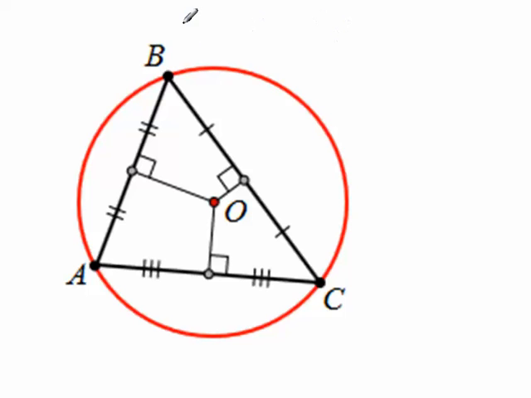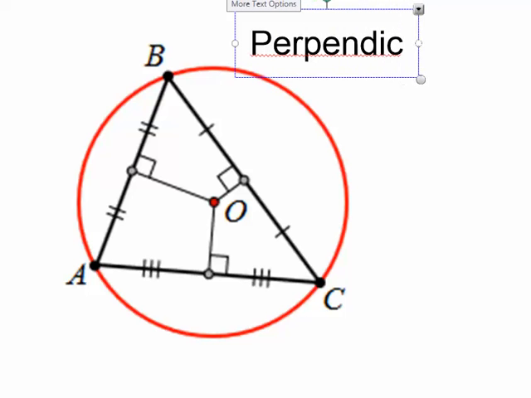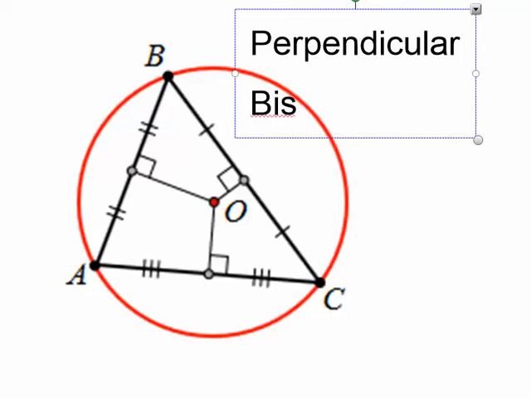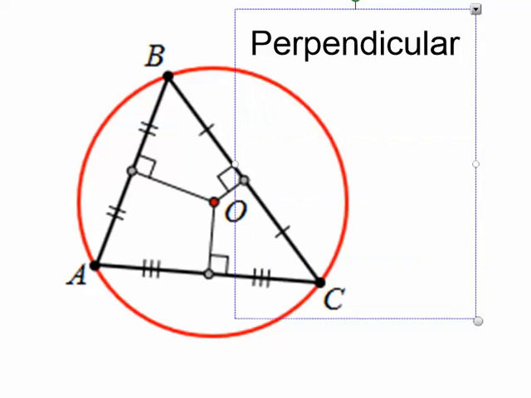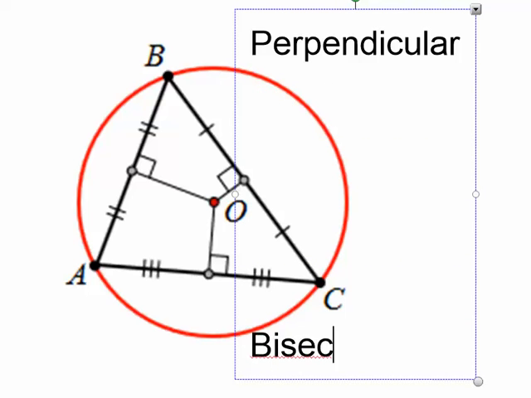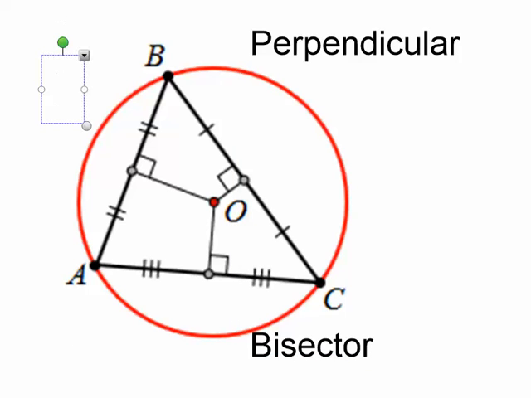So let's first review what perpendicular bisector means. There are 2 parts to this, and let's look at what both of these mean. First of all, let's look at the word perpendicular. Perpendicular means 90 degrees.